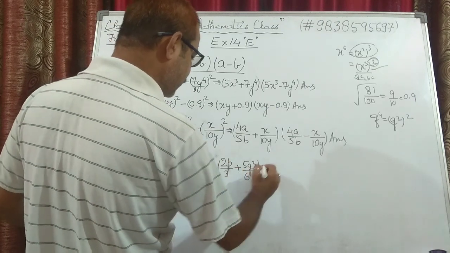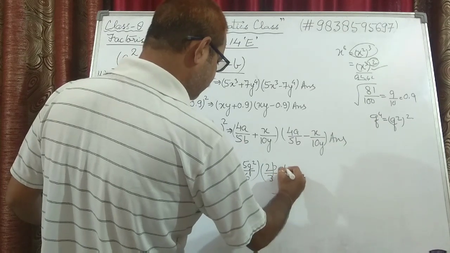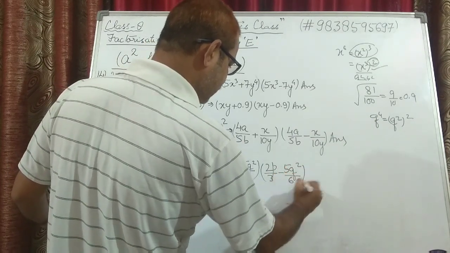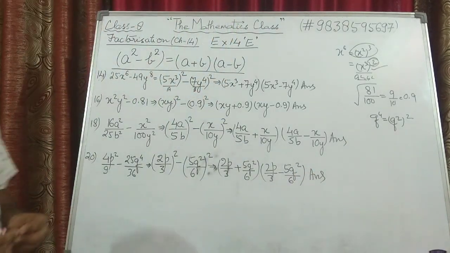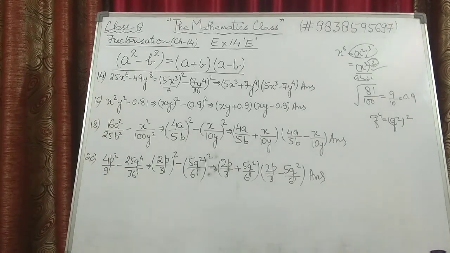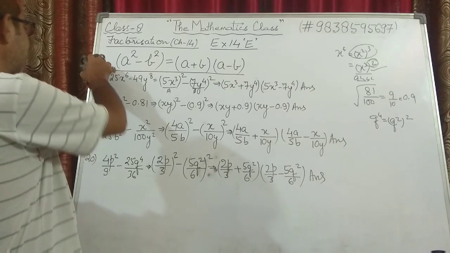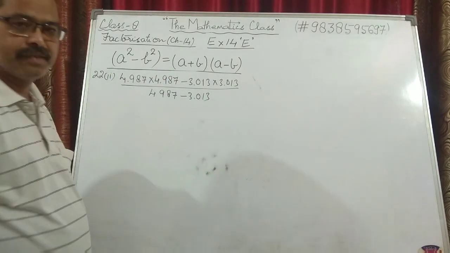This is a plus b, and a minus b is 2p upon 3 minus 5q square upon 6, and that is the final value. Now we move on to the 22nd question. It has two parts, so I will be doing the second part. Now question number 22, second part I have taken.